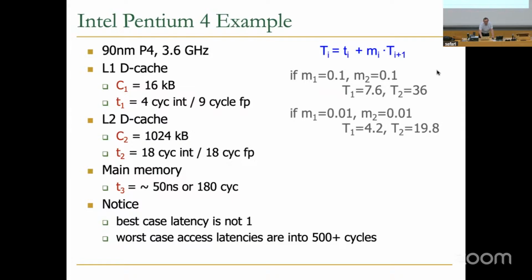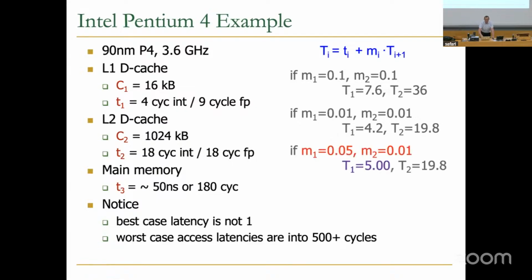Now let's take a look at 99% hit rate, 1% miss rate. If you do 1% miss rate in both of those cache levels, perceived access latency of level 1 becomes 4.2, which is much nicer, closer to 4, as you can see. And the perceived access latency of level 2 becomes 19.8. What really matters is perceived access latency of level 1, because that's what the processor sees, right? Processor is directly connected to level 1.